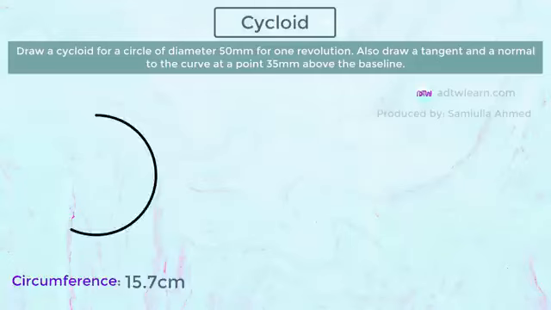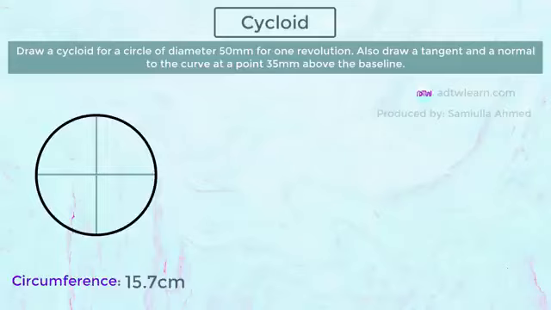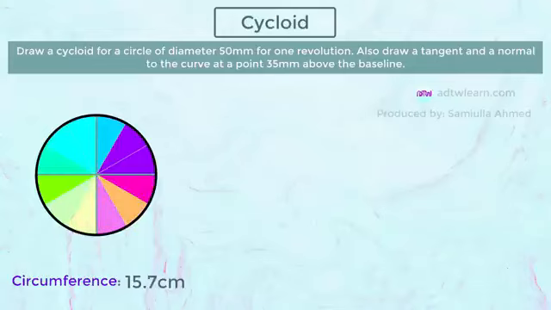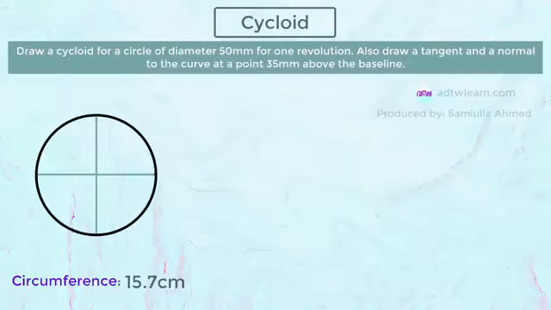First, we draw a circle of 5 centimeters in diameter. After this, we draw horizontal and vertical diameters on the circle. To draw a cycloid, we will divide the circle into 12 parts. The more parts we draw, the smoother will be the curve, but the time for drawing it will increase. Therefore, we divide it into only 12 parts.